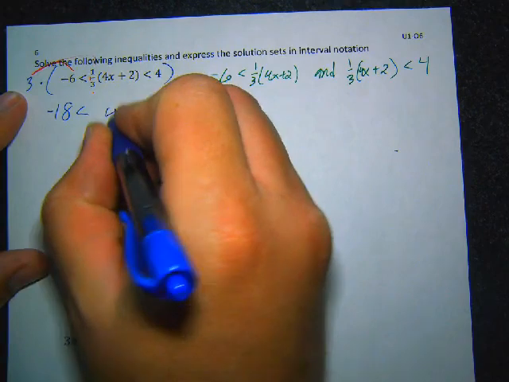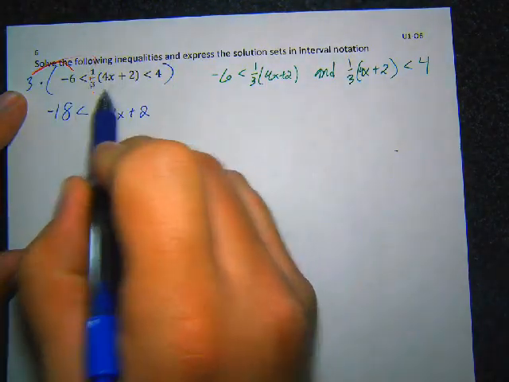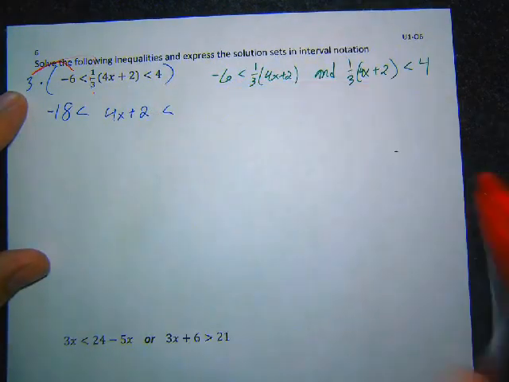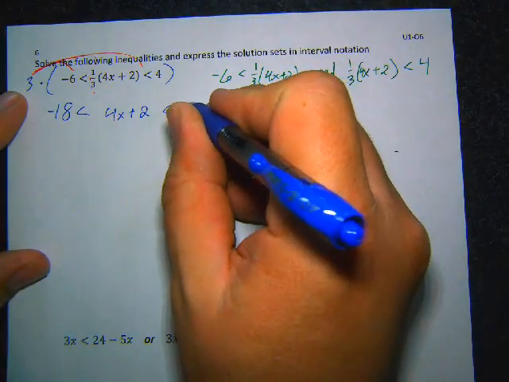I'm just going to leave the 4x plus 2. And since there's no number in front anymore, because the 3 cancels with the 1/3, we don't need the parentheses. So I'm writing just 4x plus 2. And then the last part, I'm going to multiply that 3 times this 4 over here, and I get 12 on this side.